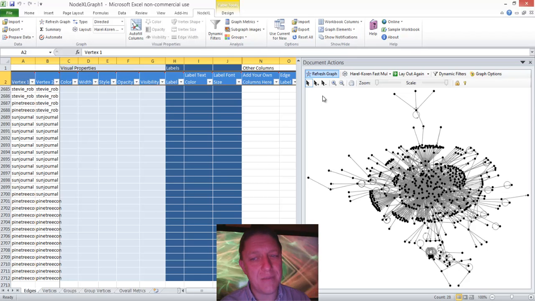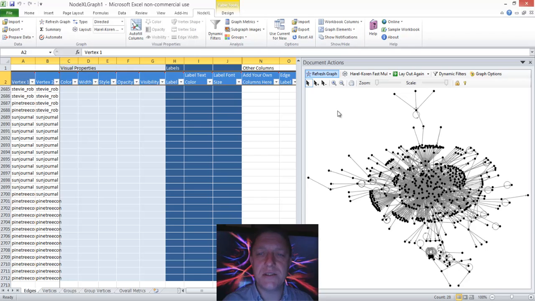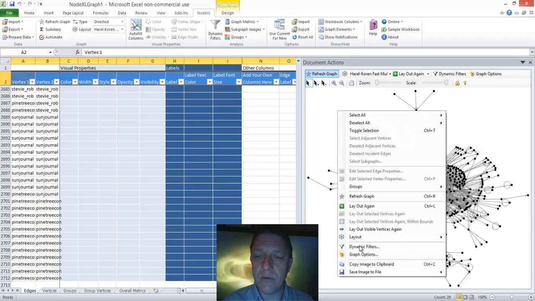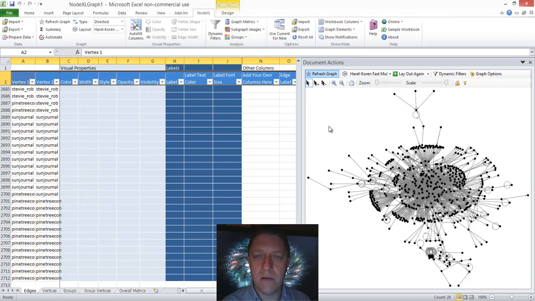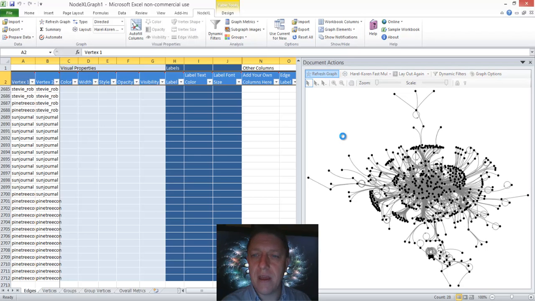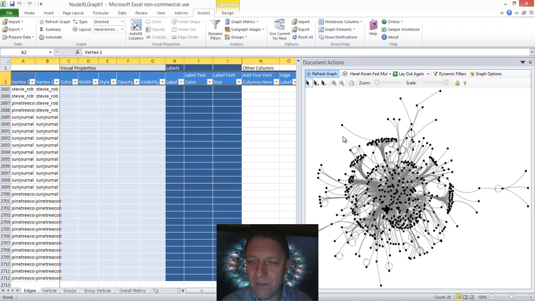I'm going to do the same thing I did before, which is to do some bundling. So I right-click, go to Graph Options, and I'm going to bundle tight and refresh and check that out. So now that's telling me that there are really a few interesting areas going on in here. There's clearly a center, and there's a periphery out there, okay, of individuals. That's interesting.